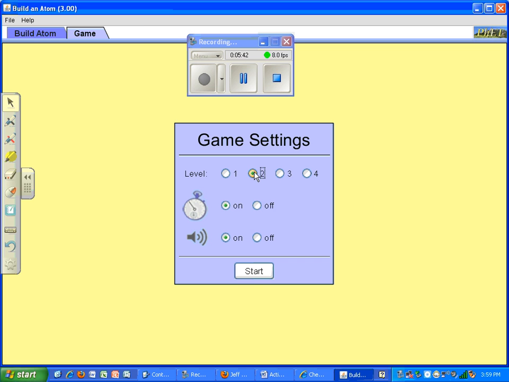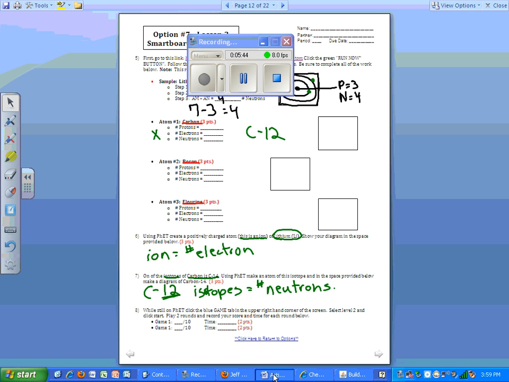You're going to play 2 rounds on level 2. You'll record down here your score for each one of the 2 games that you play, and your time. Once you're done with that, you have successfully completed this activity option. Good luck.